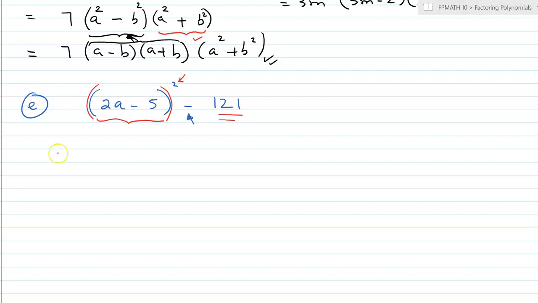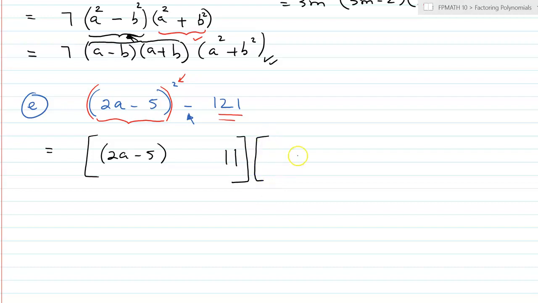Let's go through. Let's solve it. All right. Factoring. So here's what we're going to do. First, we're going to write the first term. Now, this is going to get a little bit uglier. So a big square bracket I'm going to use now. So the first term is 2a minus 5. That's the first term. All right. The second term must be 11. So I'm going to open up another square bracket.